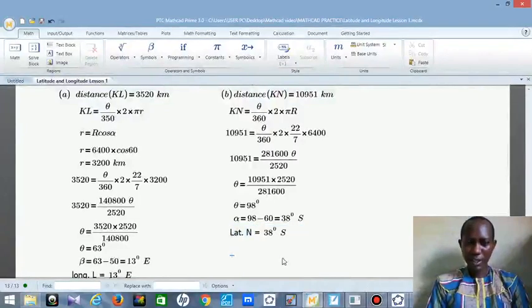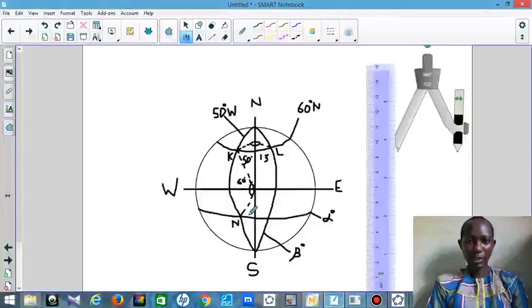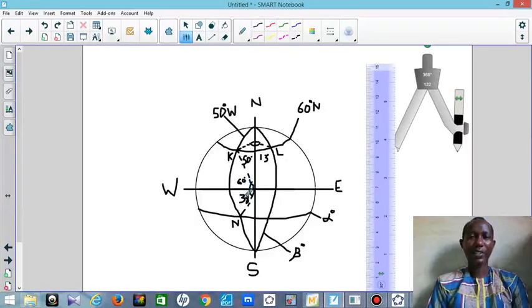So how do you know that is south? Let's go to the diagram before we end the question. We got here 38, so take note of that. What we are saying is 38 plus 60, which is the full angle between K and N. So 38 plus 60, you can see we got 98. When you subtract 60 from 98, you get 38. So from 0 to N is 38, from 0 to K is 60. This is the angle between K and N.